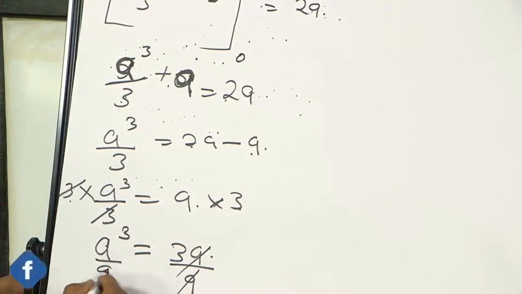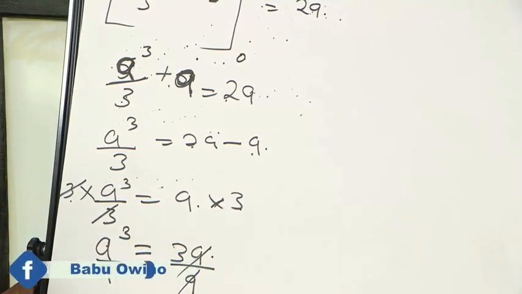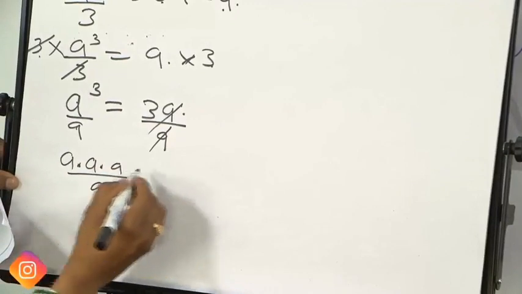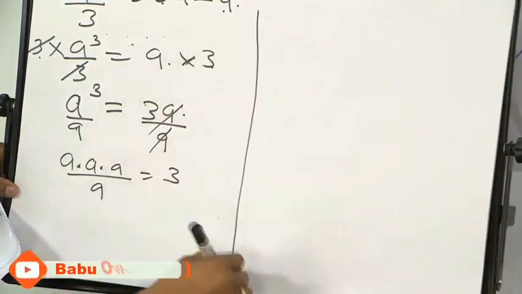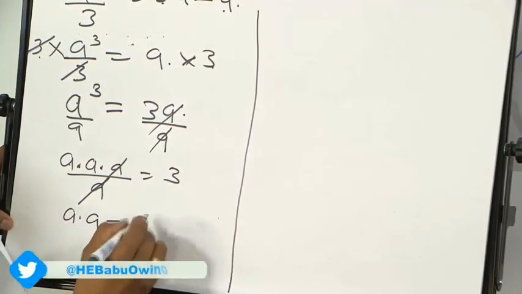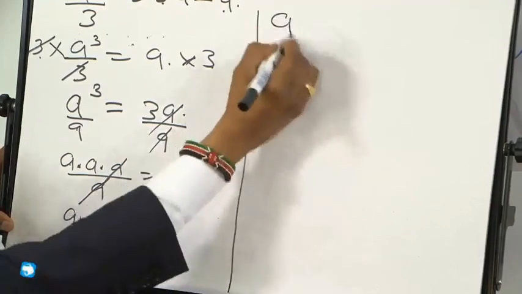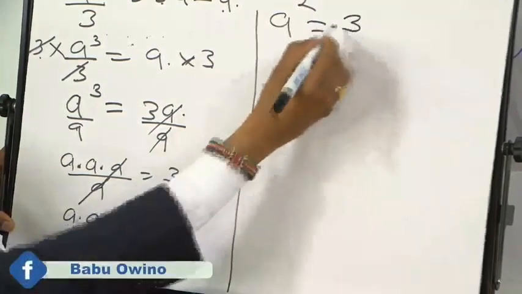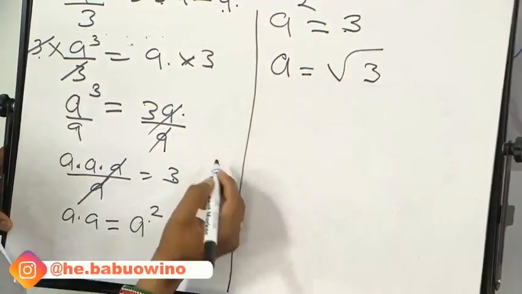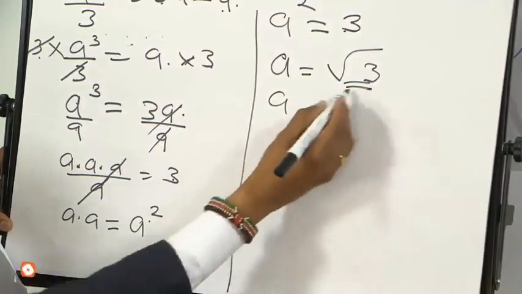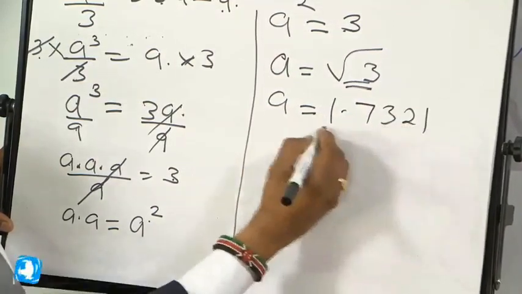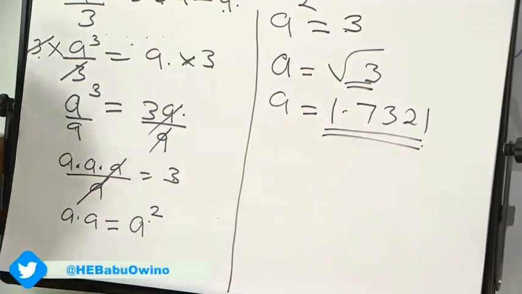Therefore, a raised to power 3 is like saying a times a times a, divided by a, equals 3. So from here, you can cancel one a. Then you remain with a times a, which can be written as a squared. So a squared equals 3. If you want to find the value of a, you find the square root of 3. So a is root 3, and the square root of 3 is 1.7321 from your calculator. That is the answer.